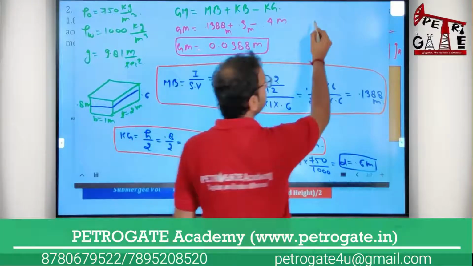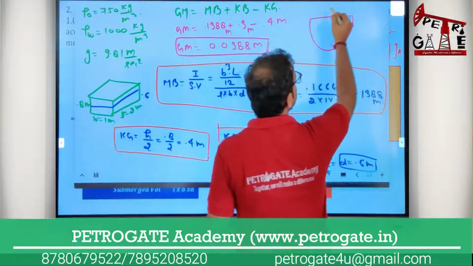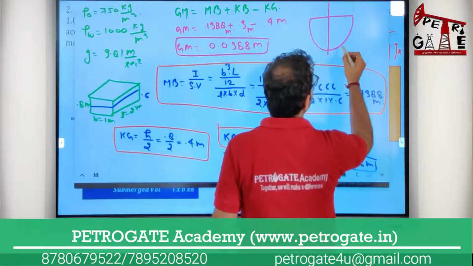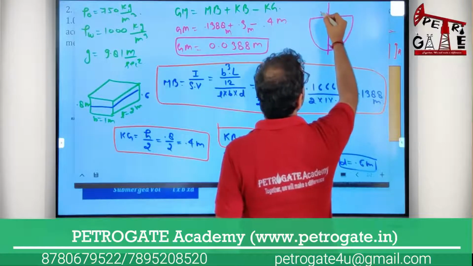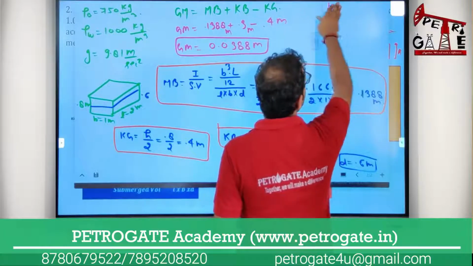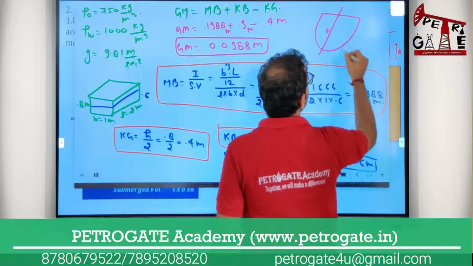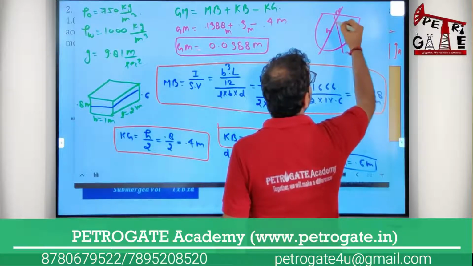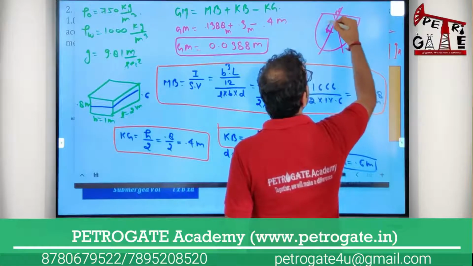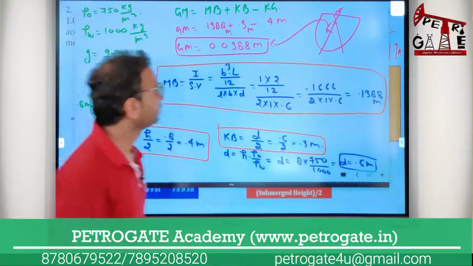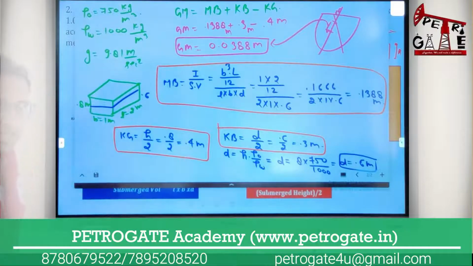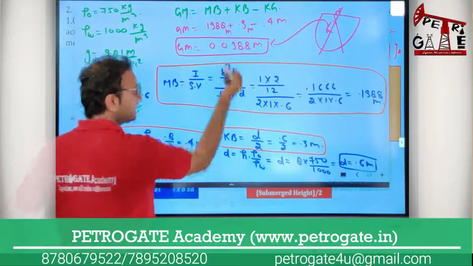If I draw the picture of this particular vessel, it will be like that. This will be a little bit of tilting, you can say, with G and this is your M. So G and M, this height is your GM. So you are getting a positive value. It means what? It's stable, no problem.